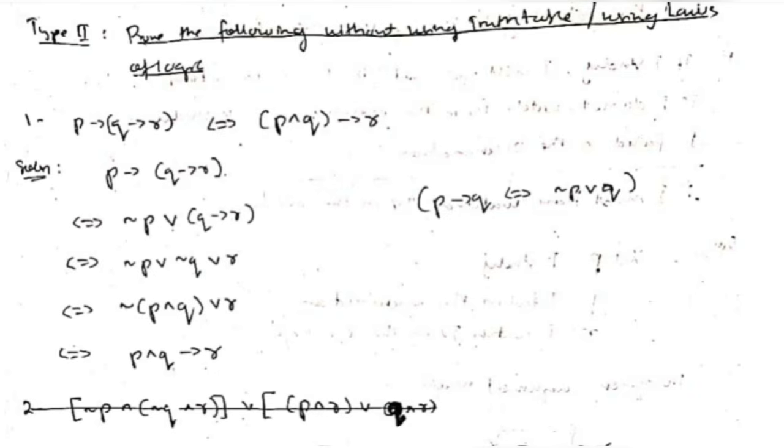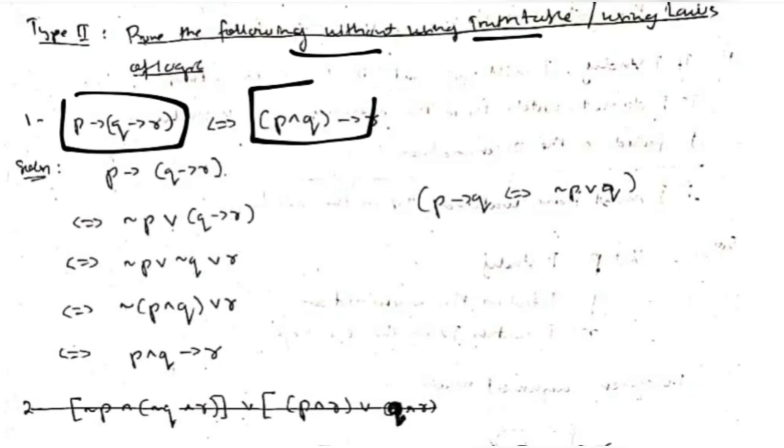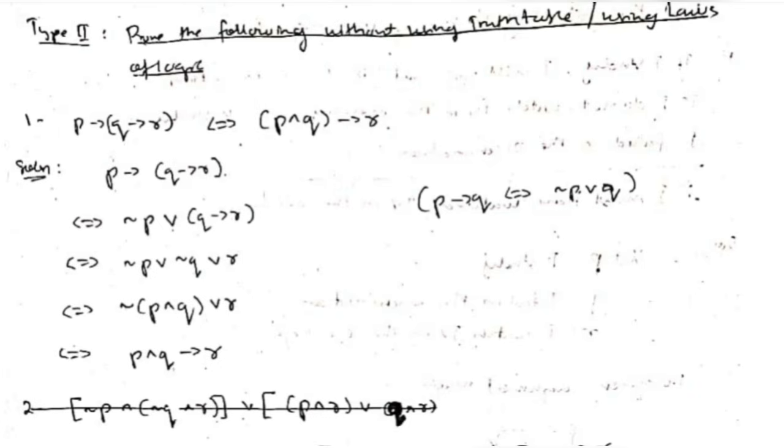In this question we have been asked to prove the following without using a truth table, meaning by using laws of logic we have to prove it. Now the terms will be given in this way. We have to prove that this is logically equivalent to this one. First consider this part. In this part we have p conditional q conditional r.